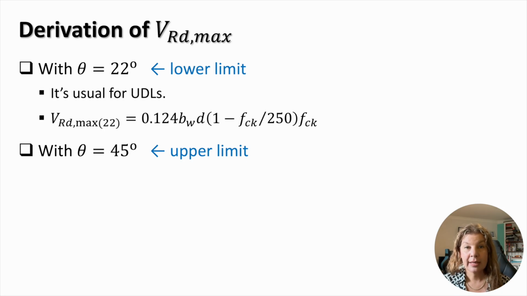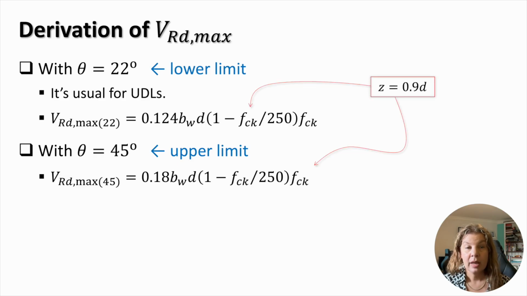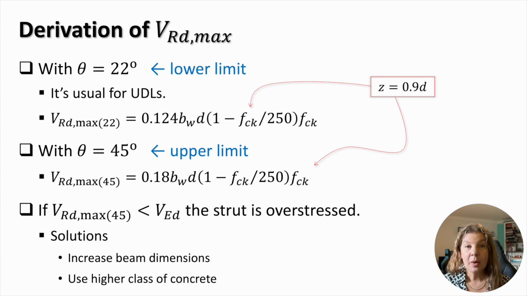The lower limit is obtained when the inclination angle equals 22 degrees, which is usual for beams loaded by uniformly distributed loads. The upper limit is obtained when the inclination angle equals 45 degrees. In both these formulas for V_Rd,max, the parameter z is assumed to be equal to 0.9d. When the upper limit of V_Rd,max is smaller than the applied shear force V_Ed, the inclined strut is overstressed. The solutions for this situation include the increase of beam dimensions and the use of a higher class of concrete.